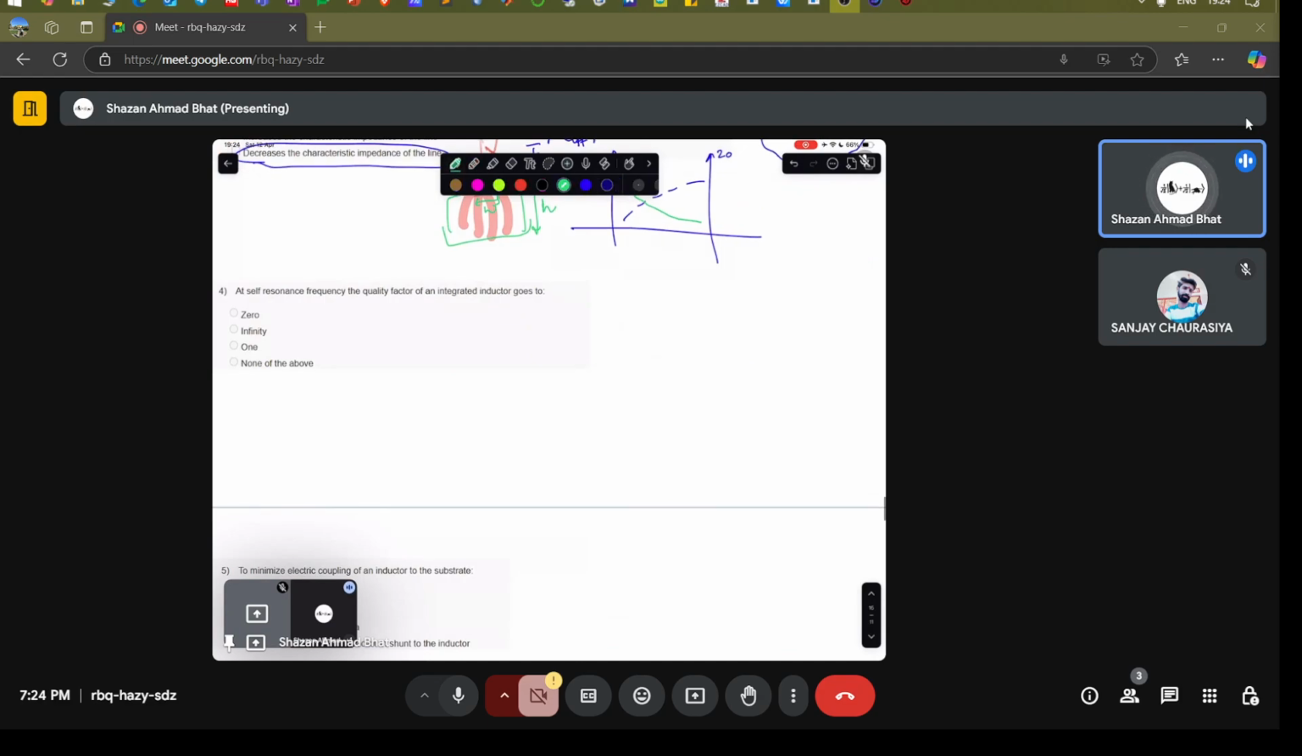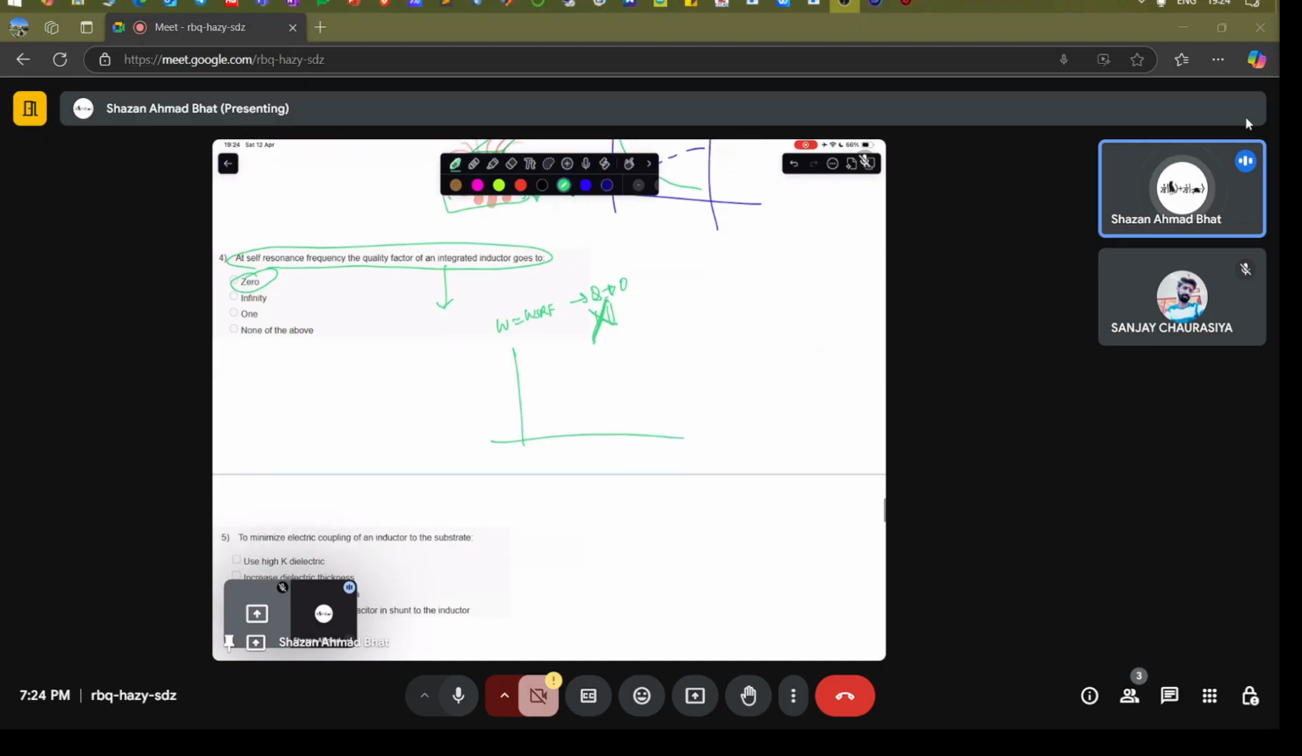Now, at self-resonance frequency, the quality factor of an integrated inductor goes to 0. I talked about that: at omega equals omega self-resonance frequency, the quality factor becomes 0, so the inductor no longer behaves like an inductor. It changes sign. If this is the self-resonance frequency, the quality factor goes to a maximum and then dips, and this is the point where it is 0. So the quality factor becomes 0 at self-resonance frequency.